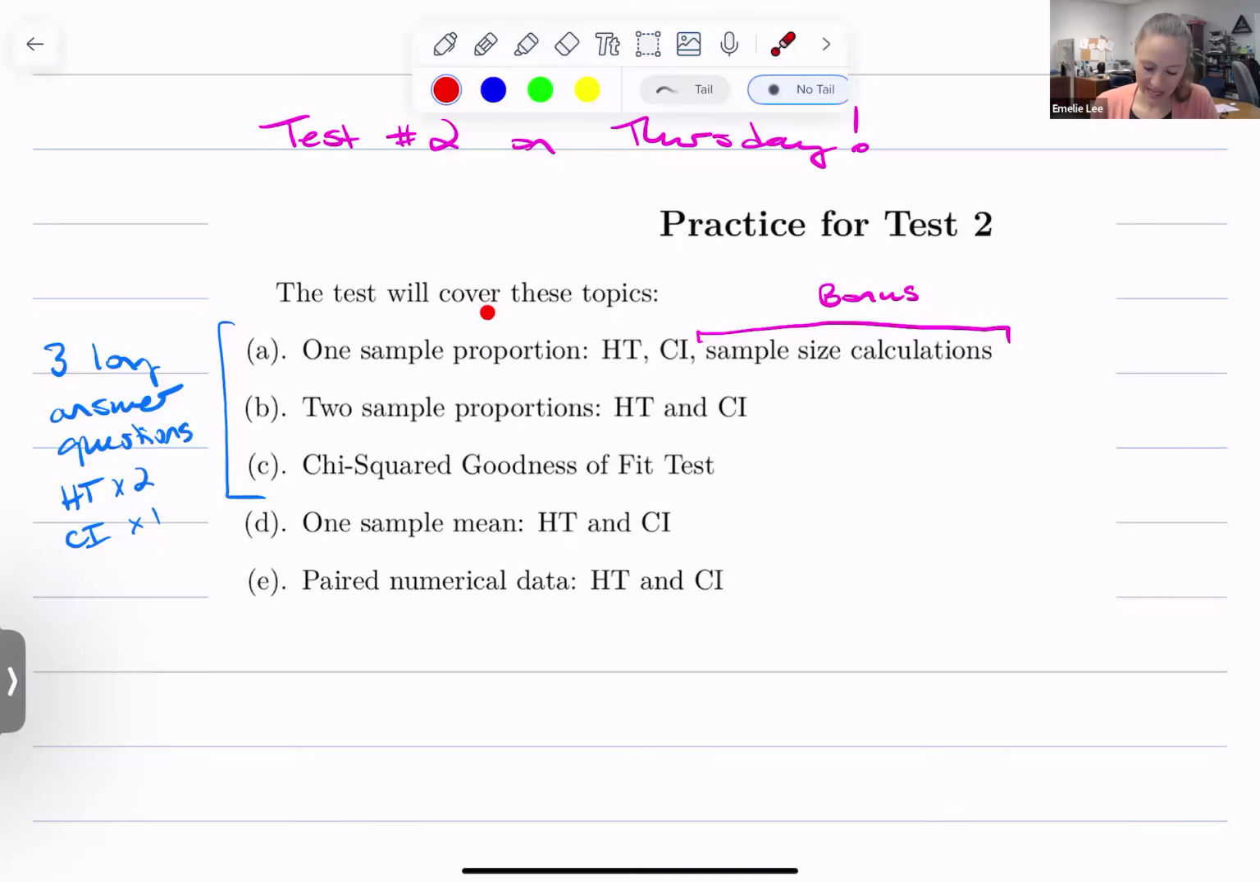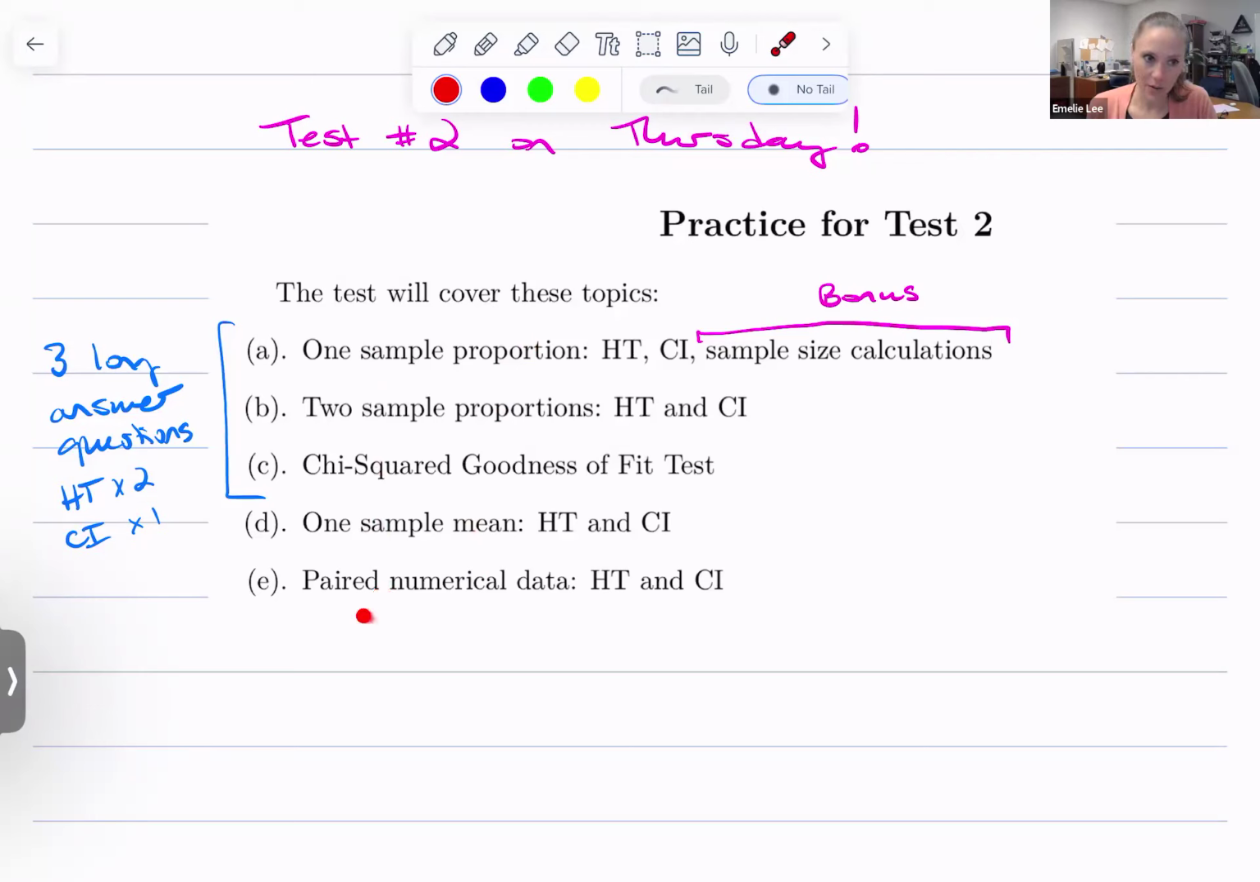Okay, so then the test will cover these topics. If I'm only focusing on these first 3, then what's up with these last 2? Well, so what I want to do, because especially preparing for the final exam, we need to be able to read questions and figure out what type of question it is, right?